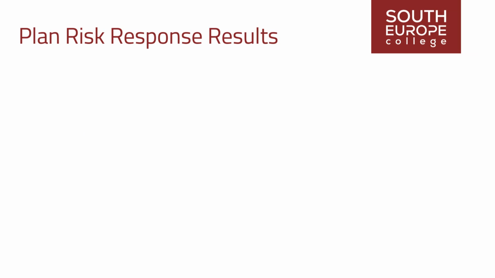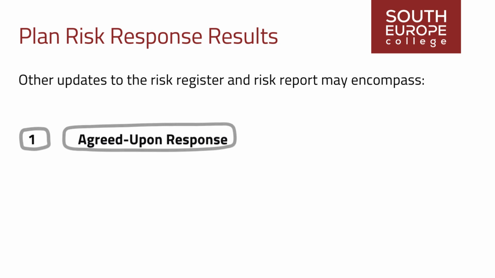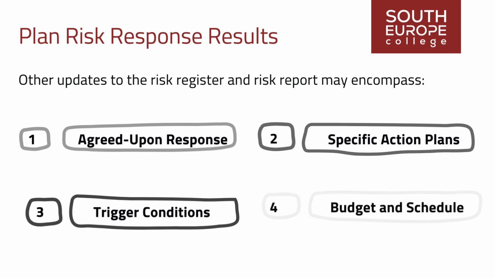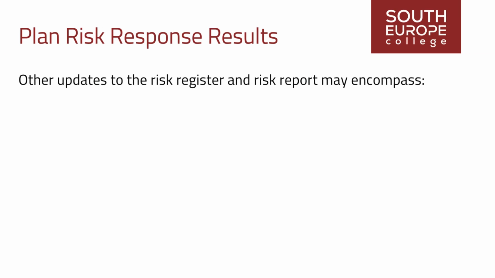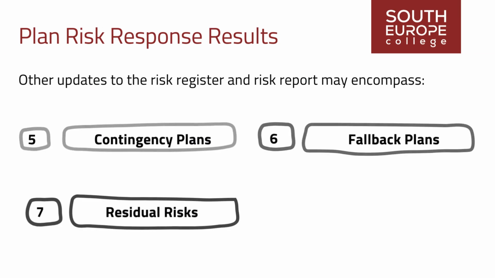Additionally, updates to the risk register and risk report may encompass agreed-upon response strategies, specific action plans, trigger conditions, budget and schedule activities, contingency plans, fallback plans, residual risks, and secondary risks.